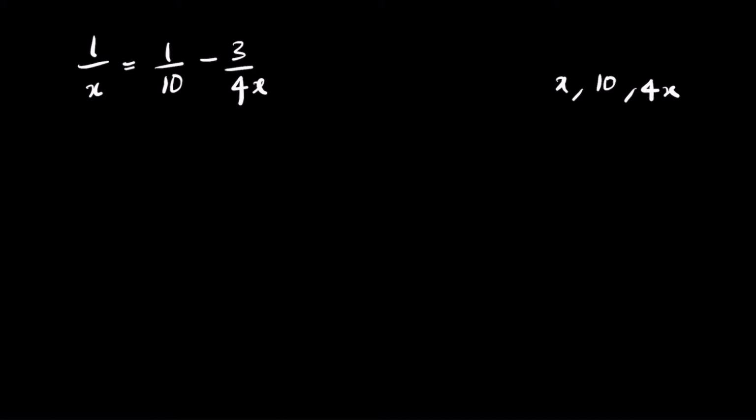Let's say 1 by 10 plus 1 by x is equal to 1 by 10 minus 3 by 4x. Here you are finding the LCD for x, 10 and 4x. The least common divisor that can divide both 10 and 4 is 2, and the variable is x. So the value that you can get is 20. Sorry, 20x. Now multiply 20x to everything and try to solve the problem. Pause the video right here and try to solve the problem.